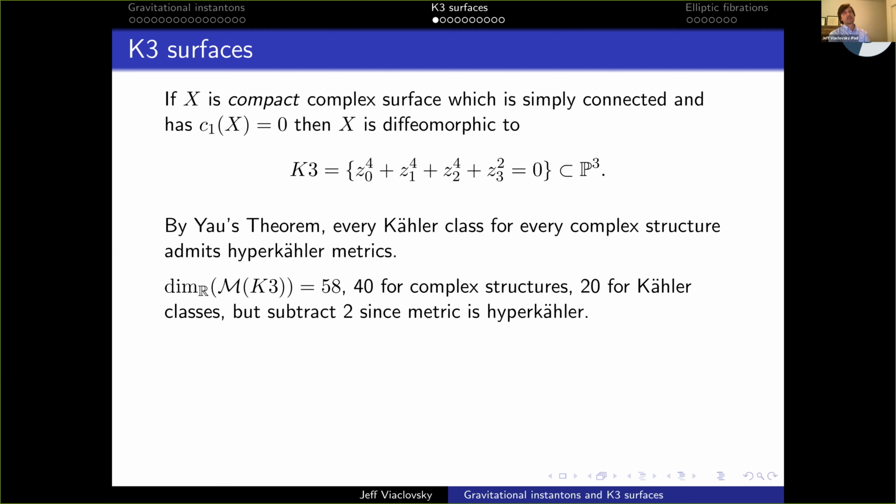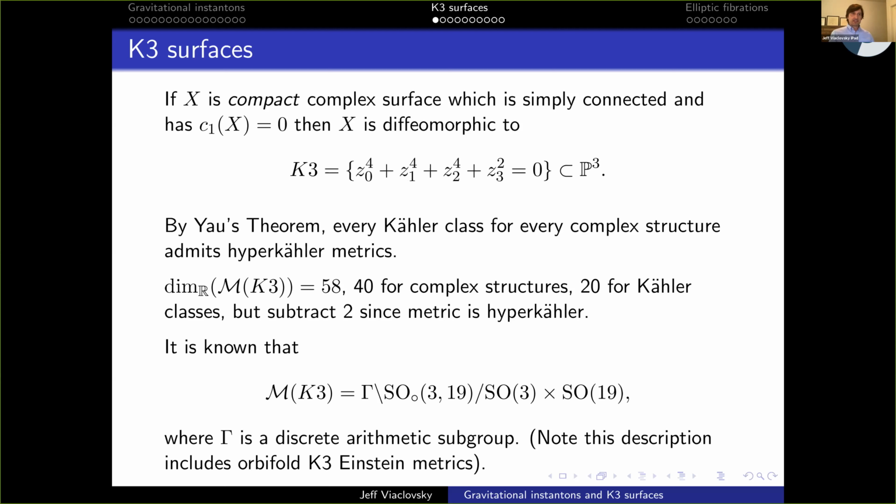The dimension of the moduli space of Ricci-flat metrics on K3 is 58. Just heuristically, K3 has a 40 real-dimensional space of complex structures on it, and for each complex structure, you have a 20-dimensional Kähler cone. But now we subtract 2 because the metric is hyperkähler. Note this 58 includes scaling. If we mod out by scaling, it would be 57-dimensional.